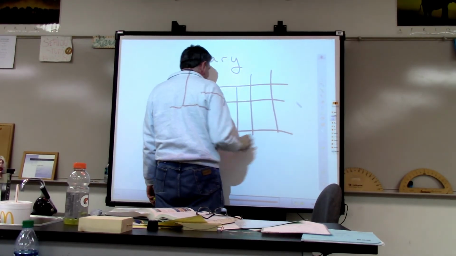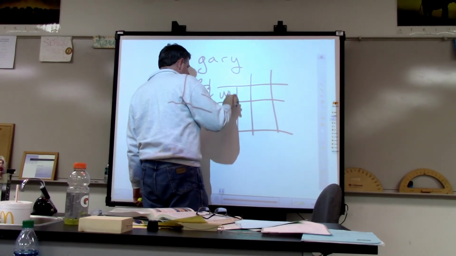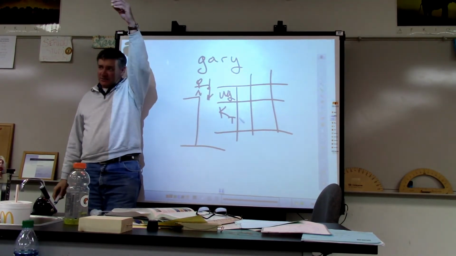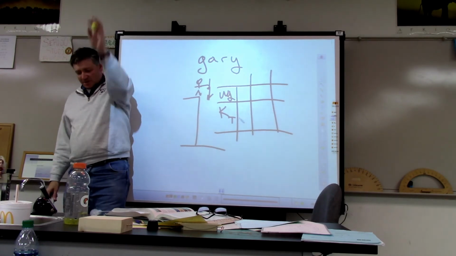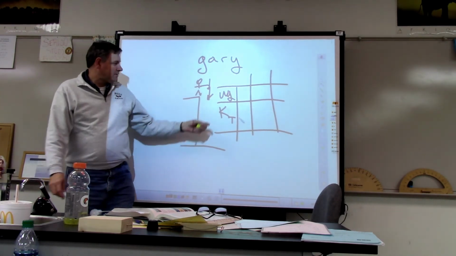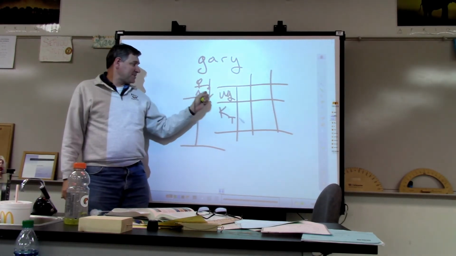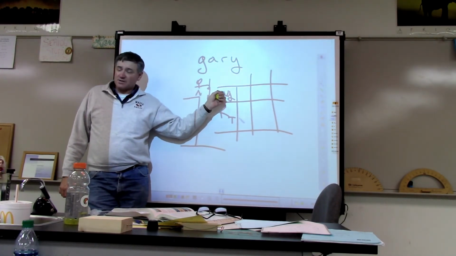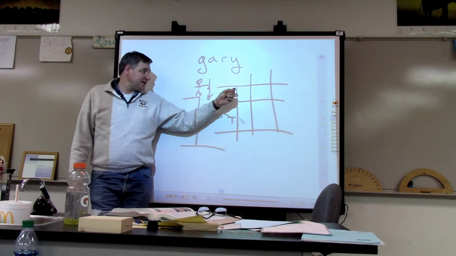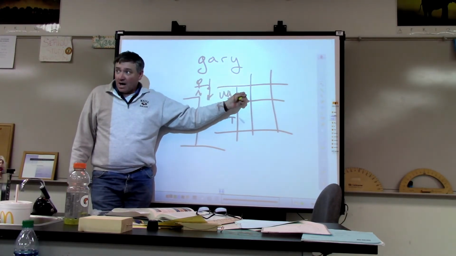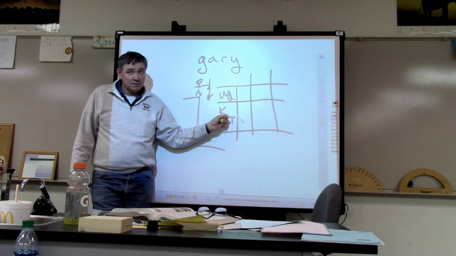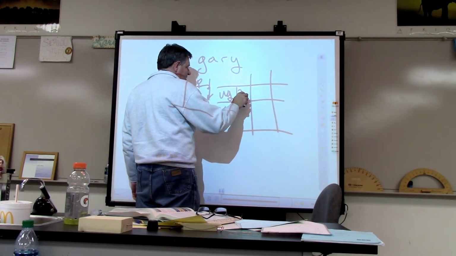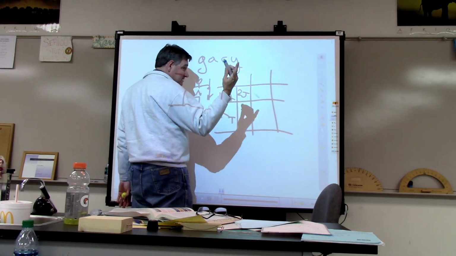So let's talk about this. Here's UGG. Here's kinetic energy. Before, we just always talked about dropping Gary. Now we throw it. So if I throw him down, whether I drop Gary or throw Gary, does that alter the UGG? No, because that's still going to be mgh. But now, not only does he have UGG, he also has kinetic energy. This is like when he's in your hand.